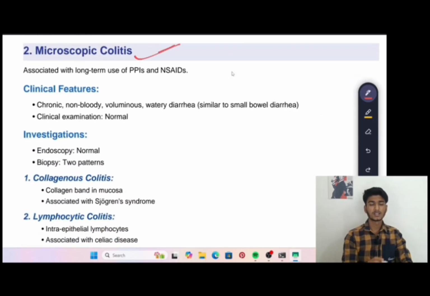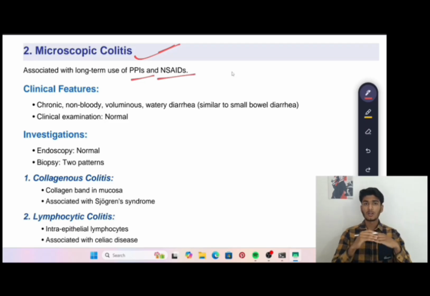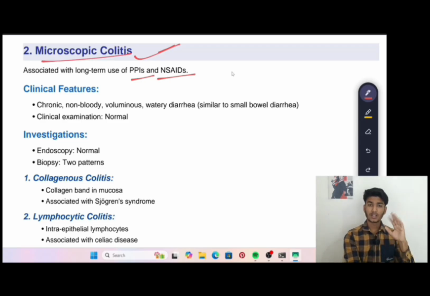In microscopic colitis, there is mostly disruption of the intestinal wall due to long-term use of proton pump inhibitors and NSAIDs, which are non-steroidal anti-inflammatory drugs. When you use these, there is a decrease in gastric juice secretion and an increase in the permeability of the cells. Whenever the permeability of the cells increases, what will happen? The bacterial overgrowth will move inside the walls of the intestine and lead to this disease, microscopic colitis.